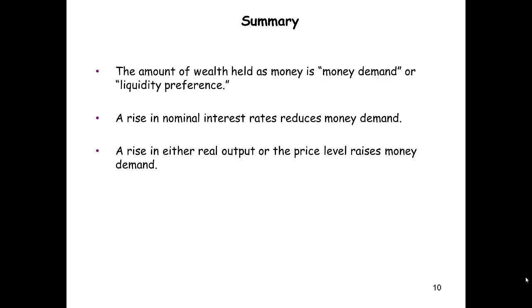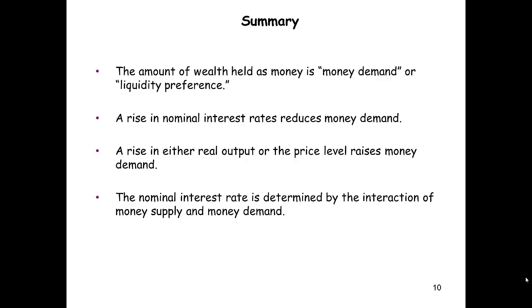So let's summarize what we've learned in this video. The amount of wealth held as money is money demand or liquidity preference. A rise in nominal interest rates reduces money demand. A rise in either real output or the price level raises money demand. The nominal interest rate is determined by the interaction of money supply and money demand. The Fed lowers interest rates by raising the money supply.